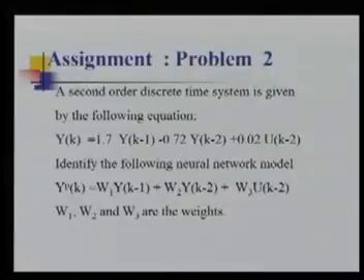The second problem is an extension of the example that we discussed today. That is, a second order discrete time system is given by the following equation. You simulate this equation, generate data, input data and output data, then identify the following neural network model where W1, W2, W3 have to be identified.